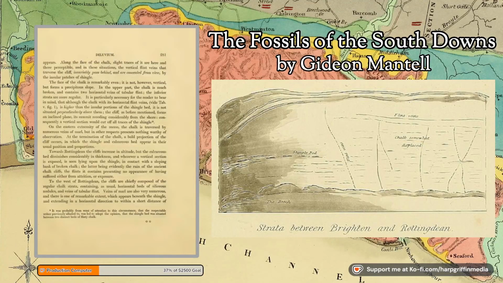On the eastern extremity of the recess, the chalk is traversed by numerous veins of marl, but in other respects presents nothing worthy of observation. At the termination of the chalk, a bold projection of the cliff occurs, in which the shingle and calcareous bed appear in their usual position and proportions.